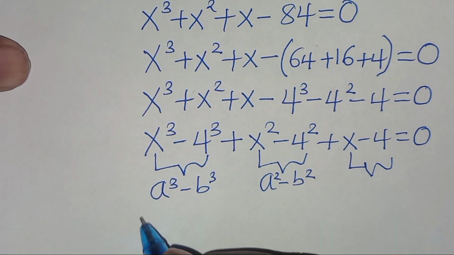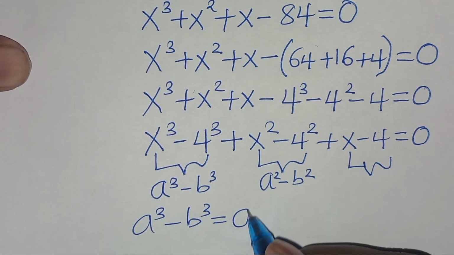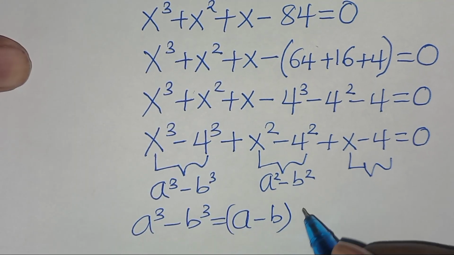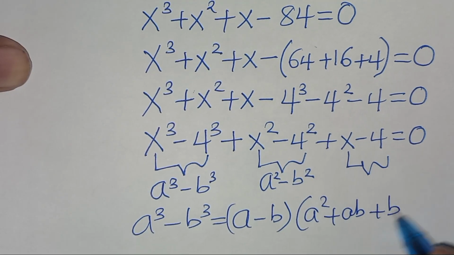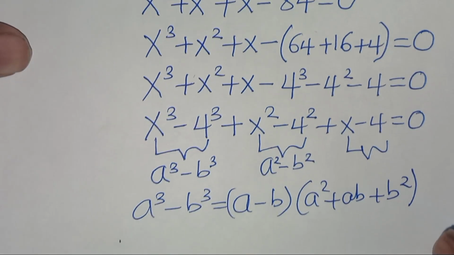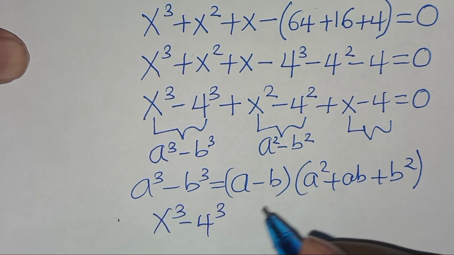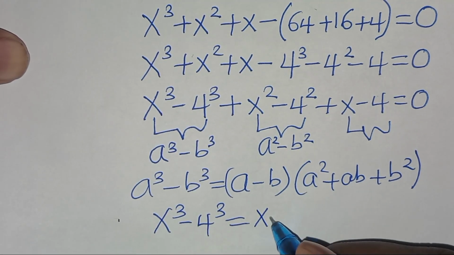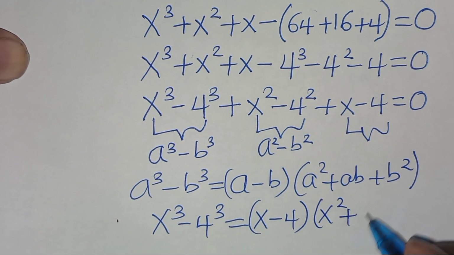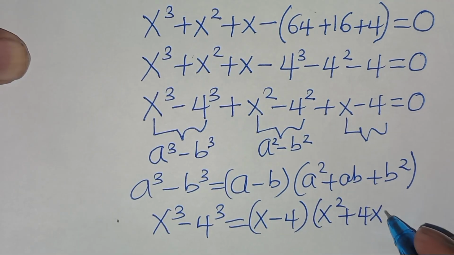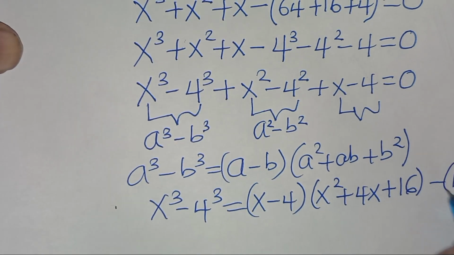Now, we have that a to power 3 minus b to power 3. This is the same thing as a minus b, a squared plus a times b, then plus b to power 2. So this implies that x to power 3 subtract 4 to power 3 can be expressed as x minus 4, then x squared plus 4x, then plus 4 squared, which is equal to 16. Let's call this equation 1.